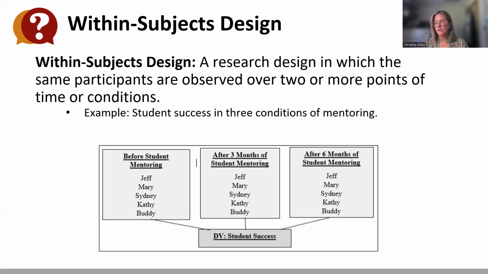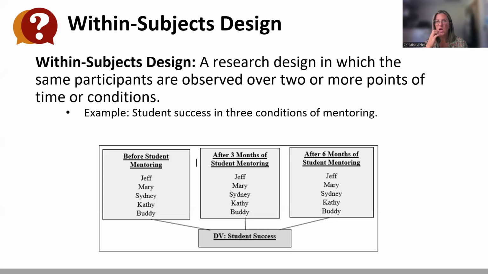If we're talking about research designs, a paired t-test is when we're using a within subjects design. Remember with the independent t-test, that was a between subjects design. With a paired t-test, that's considered a within subjects design, which is where we have the same participants observed in two or more conditions. So that's just in the design. So the same people in two or more conditions or two points of time, basically.